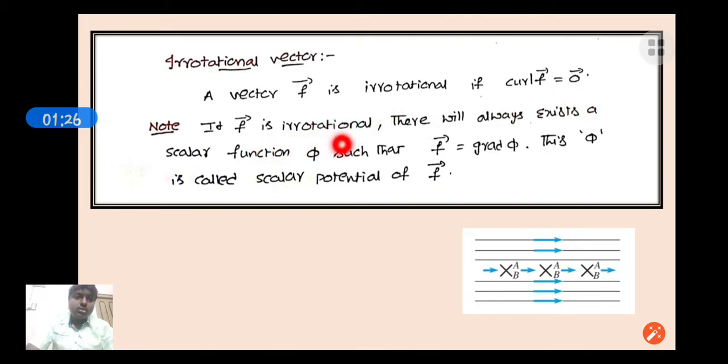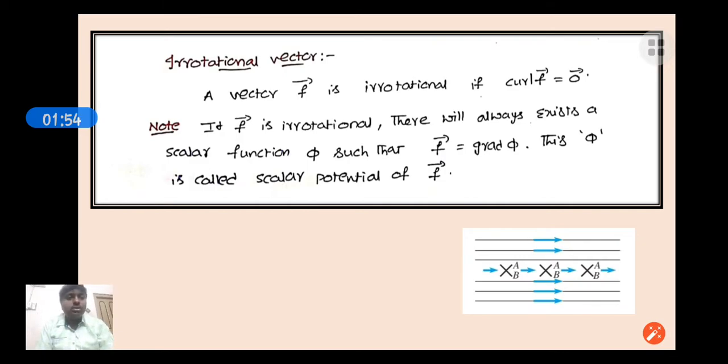If f bar is irrotational, then there always exists a scalar point function phi such that f bar is equal to grad phi. This phi is called the scalar potential. Today we discuss how to find the scalar potential function phi corresponding to the irrotational vector point function f bar.